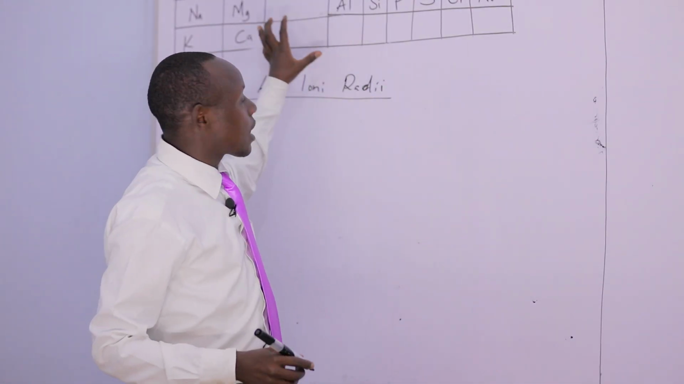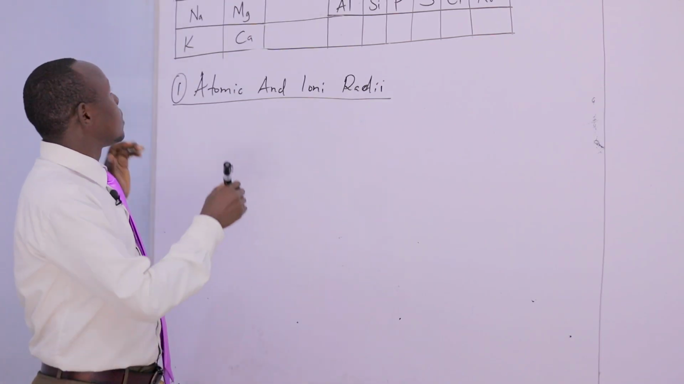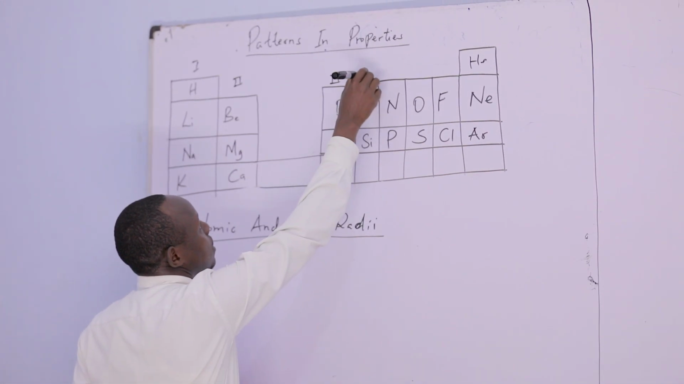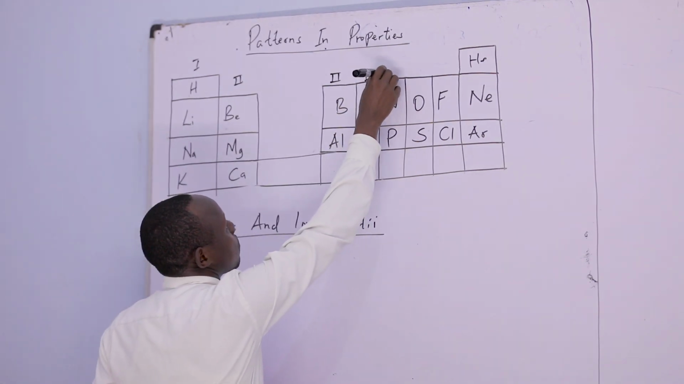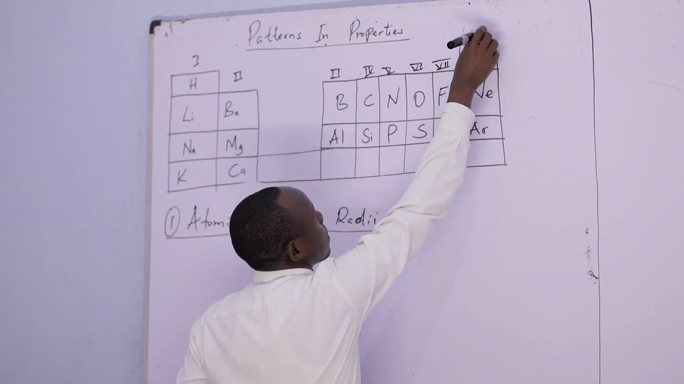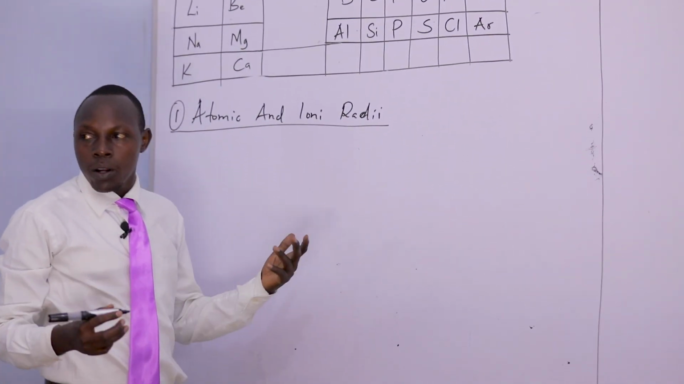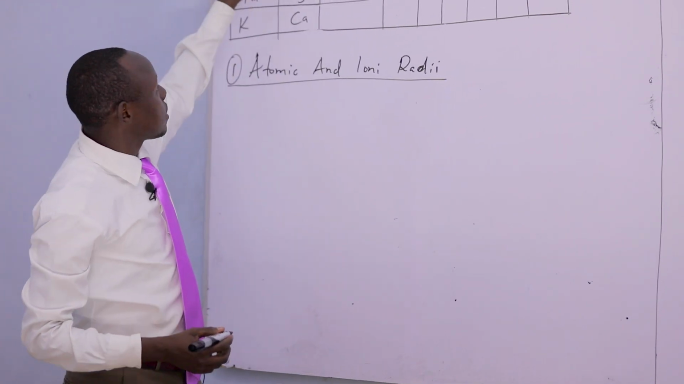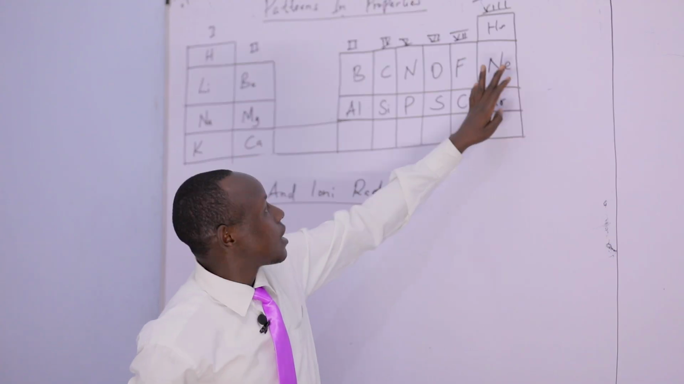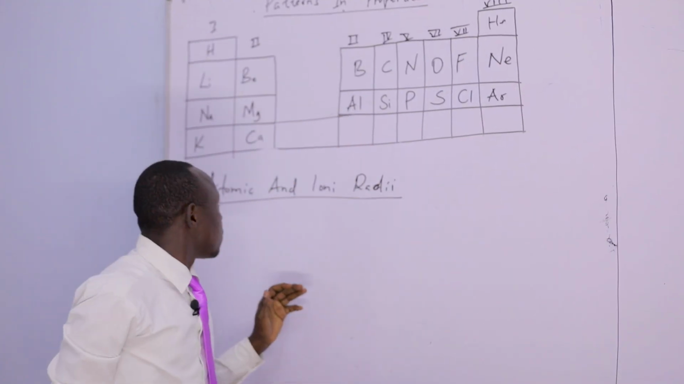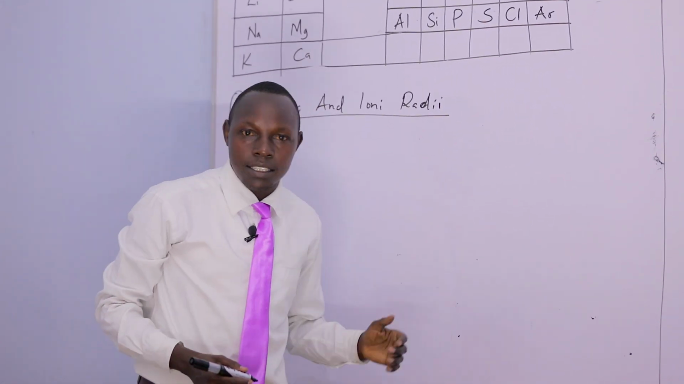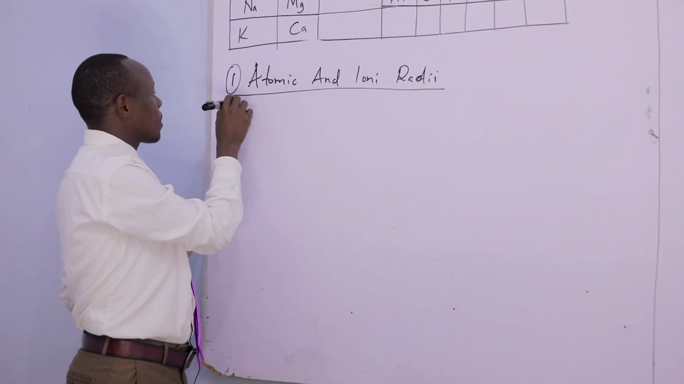Now these elements here: this is group 1, this is group 2, this is group 3, this is group 4, group 5, group 6, group 7 and group 8 elements. When we were doing our discussions, we said these are alkali metals, alkaline earth metals, halogens and then noble gases. Now looking at atomic and ionic radius, let us begin with metals.